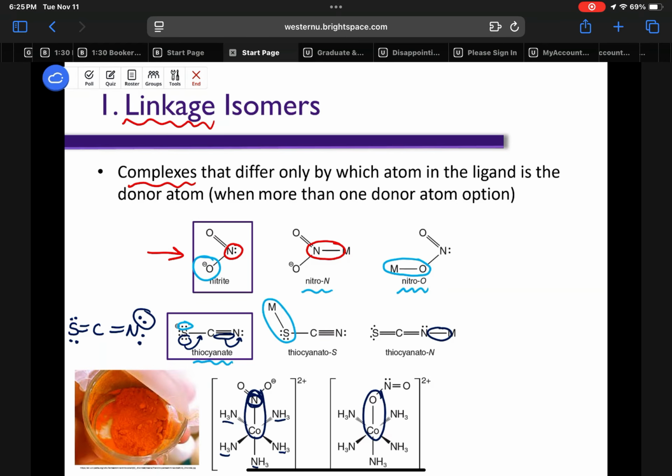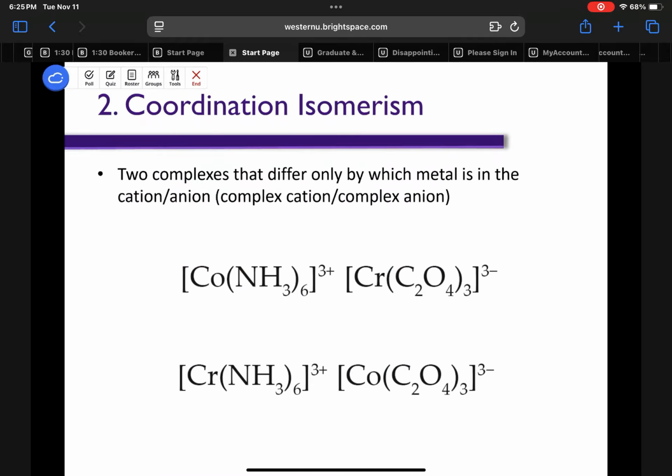Okay, so that's linkage isomers. The donor atom that is the linking one is what makes this complex unique. Okay, now we're going to move on to coordination isomers. Coordination isomers are because the ligands that are coordinating around the metal cation have swapped.